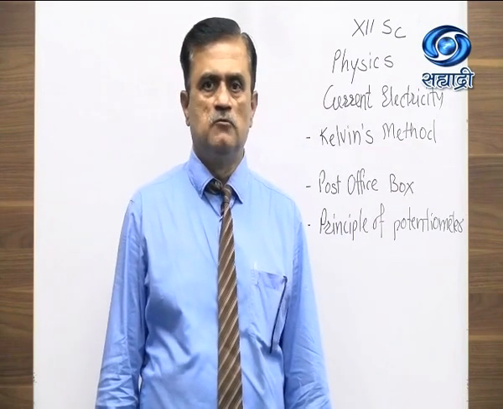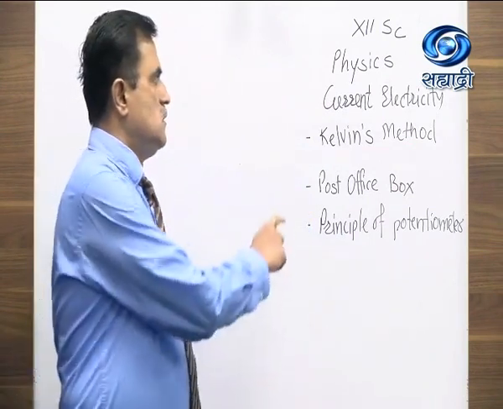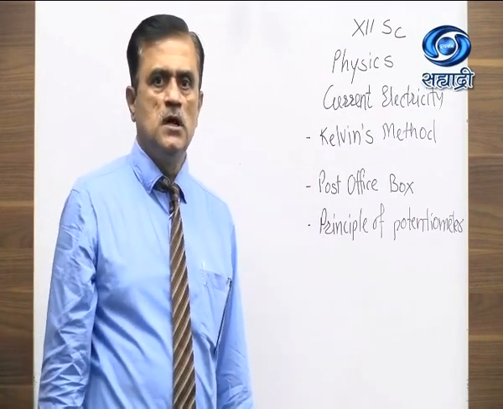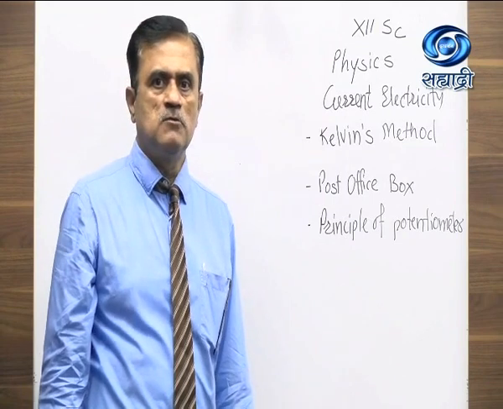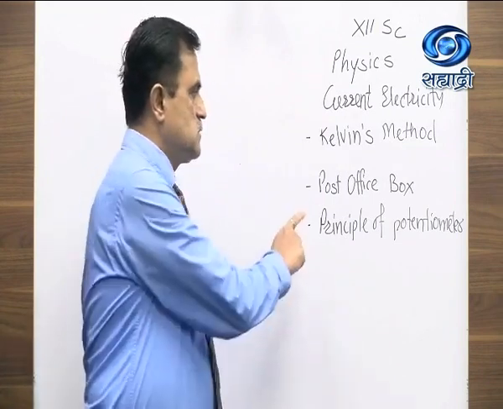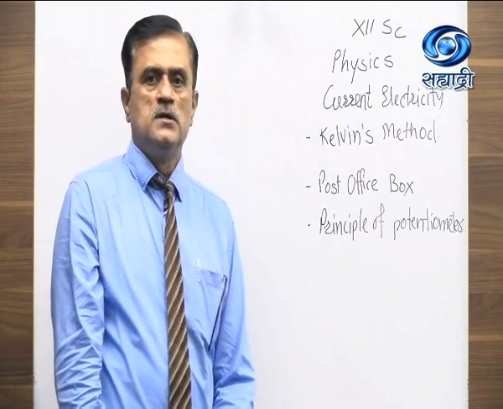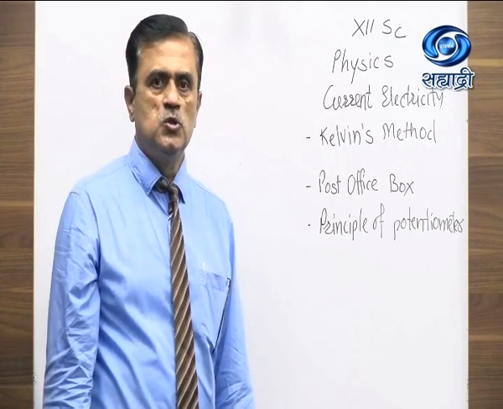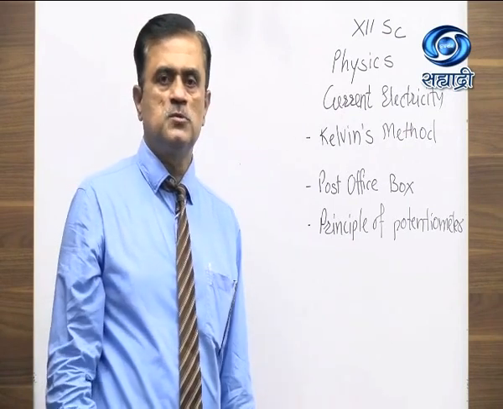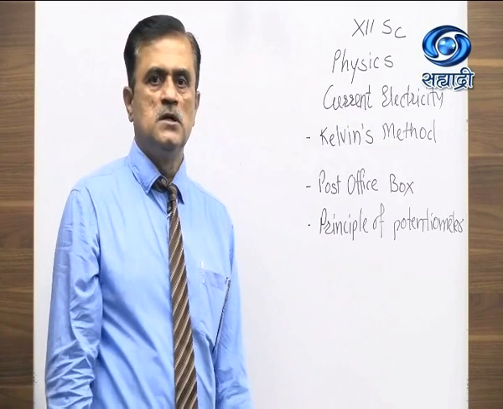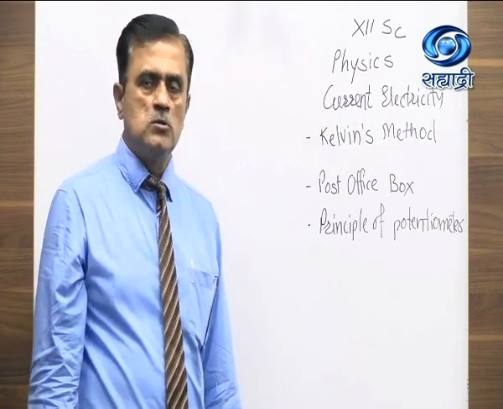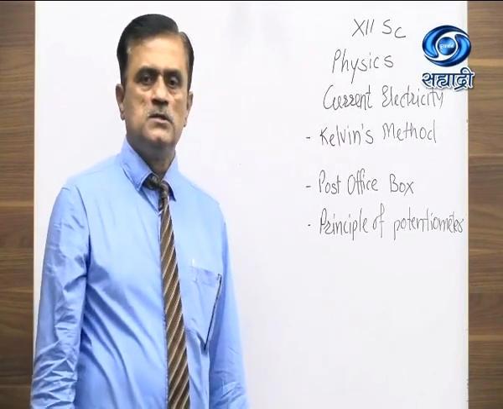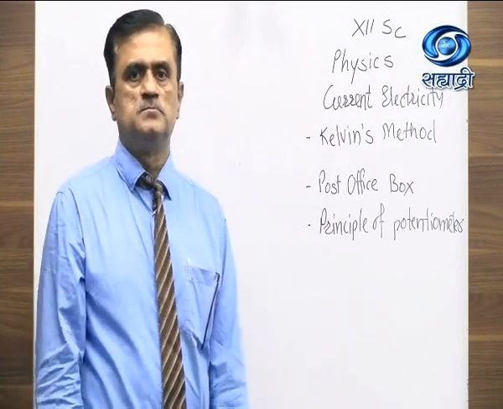In the last lecture, we had seen Kelvin's method, which is used to determine the unknown resistance of the galvanometer. Next topic, we had seen the post office box. With this post office box, we also determine the unknown resistance. How the post office box is constructed, that we had seen in the last lecture. Also, we had seen the principle of the potentiometer. Now we shall start the next topic.